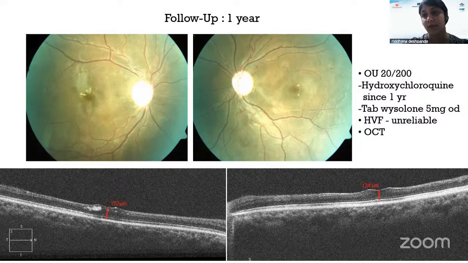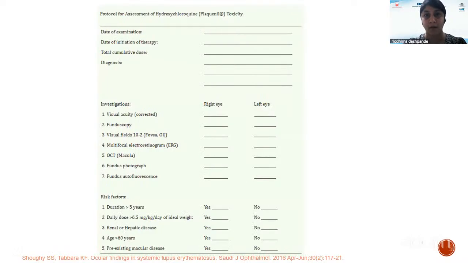She was maintained on tablet Wysolone 5 milligrams per day and hydroxychloroquine 200 milligrams per day. We tried to do an HVF, which was unreliable, and OCT of the patient showed loss of foveal contour and there was thinning of the inner retina. And this is the protocol for assessment of toxicity.